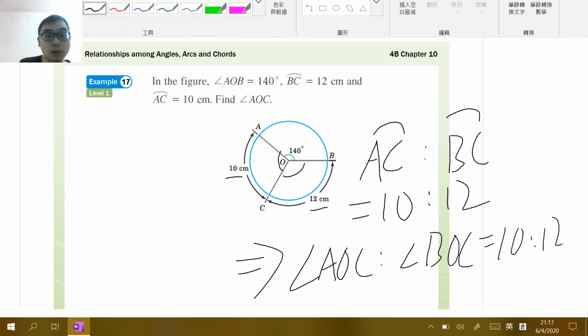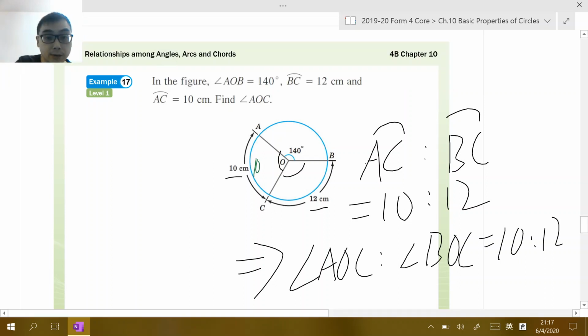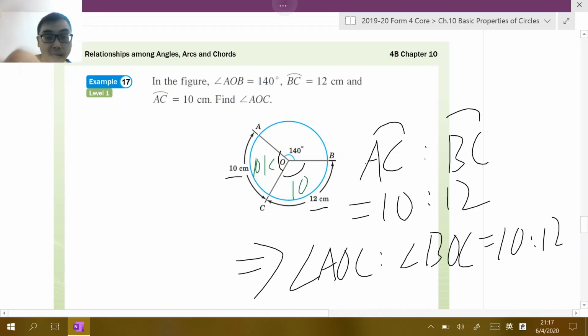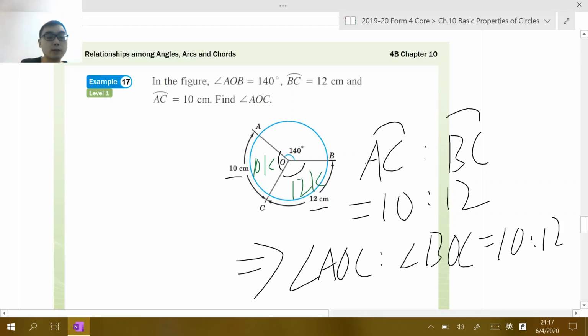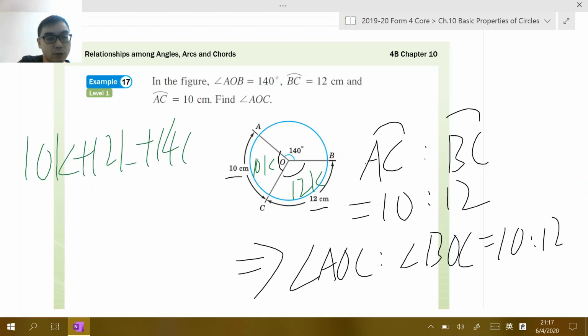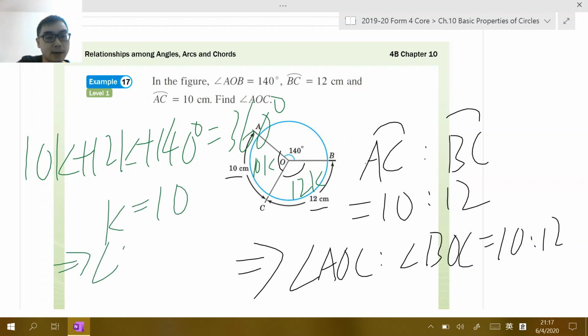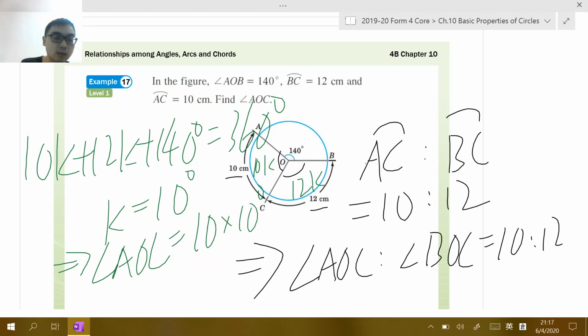Because you have the ratio, you can write this one as 10k and this one as 12k. So you can write the relation 10k plus 12k plus 140 degrees equals 360 degrees, the angles at a point. From this relation you get k is 10, so the angle AOC is 10 times 10 degrees, which is 100 degrees for this question.